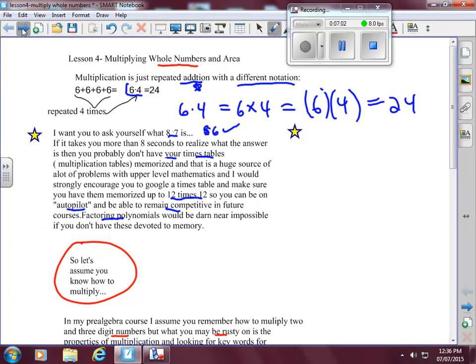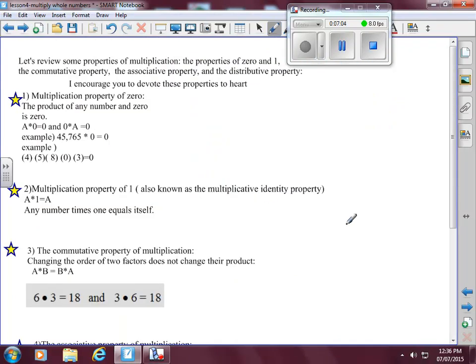Now, let's review some properties of multiplication, namely everything that has a star on it, the properties of 0 and 1, the commutative property, the associative property, and the distributive property. I encourage you to devote these to heart. Multiplication property of 0. These are things you've known since you were little, but it's just that we're putting a name to them, and we're putting symbols to them.